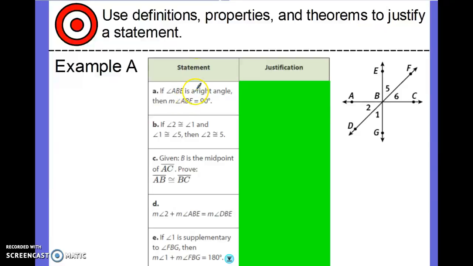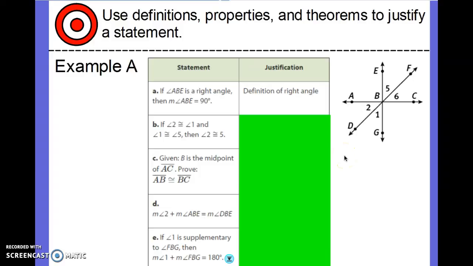So the first statement we have is that if angle ABE is a right angle, then angle ABE is equal to 90 degrees. So take a look over here. Yep, so it looks like ABE is a right angle, and we're saying if it was a right angle, then it would equal 90 degrees. Okay, well, why would that be? That's the answer that the justification is trying to answer there. So why is it that if it's a right angle, then it equals 90 degrees? Well, the answer is because that's the definition of a right angle.